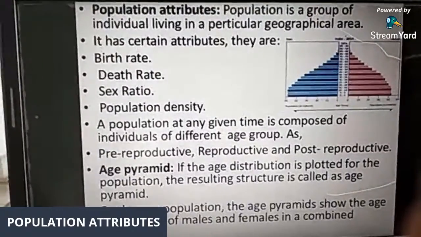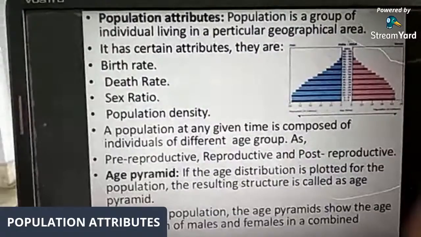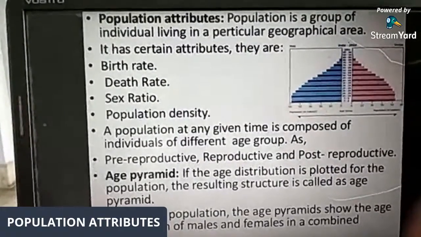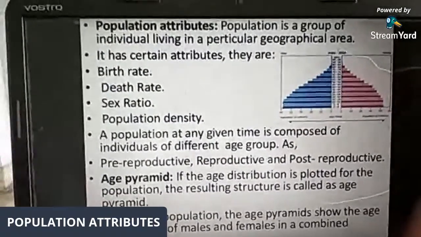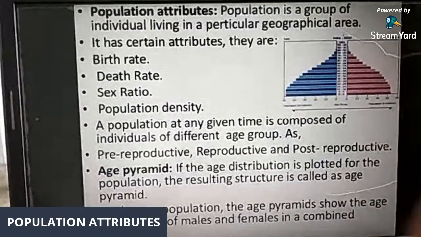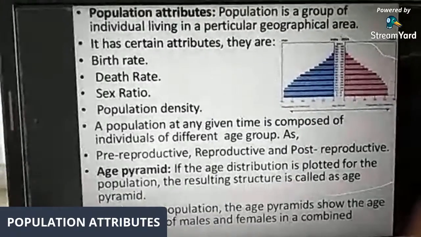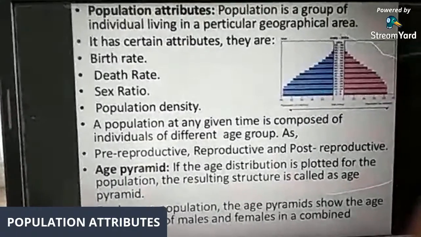Okay. So already we have completed the first part of this chapter. The chapter is Organisms and Populations, chapter 13. So today we are going to discuss the population. This is the second part of this chapter, and this portion is named population attributes.